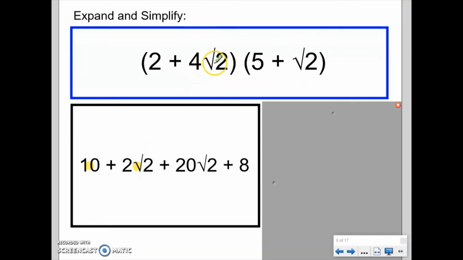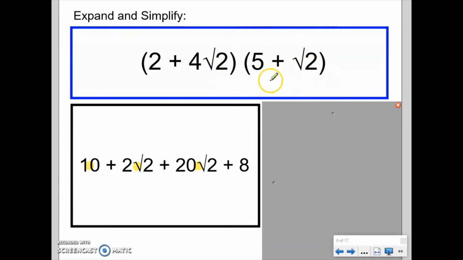Then if I go for 4 root 2 times 5, 4 times 5 is 20, so 4 root 2s times 5 is 20 root 2. The final bit is the bit that some students find a little bit tricky, a little bit difficult. 4 root 2, when we multiply it by the root 2, we deal with the root 2s first.